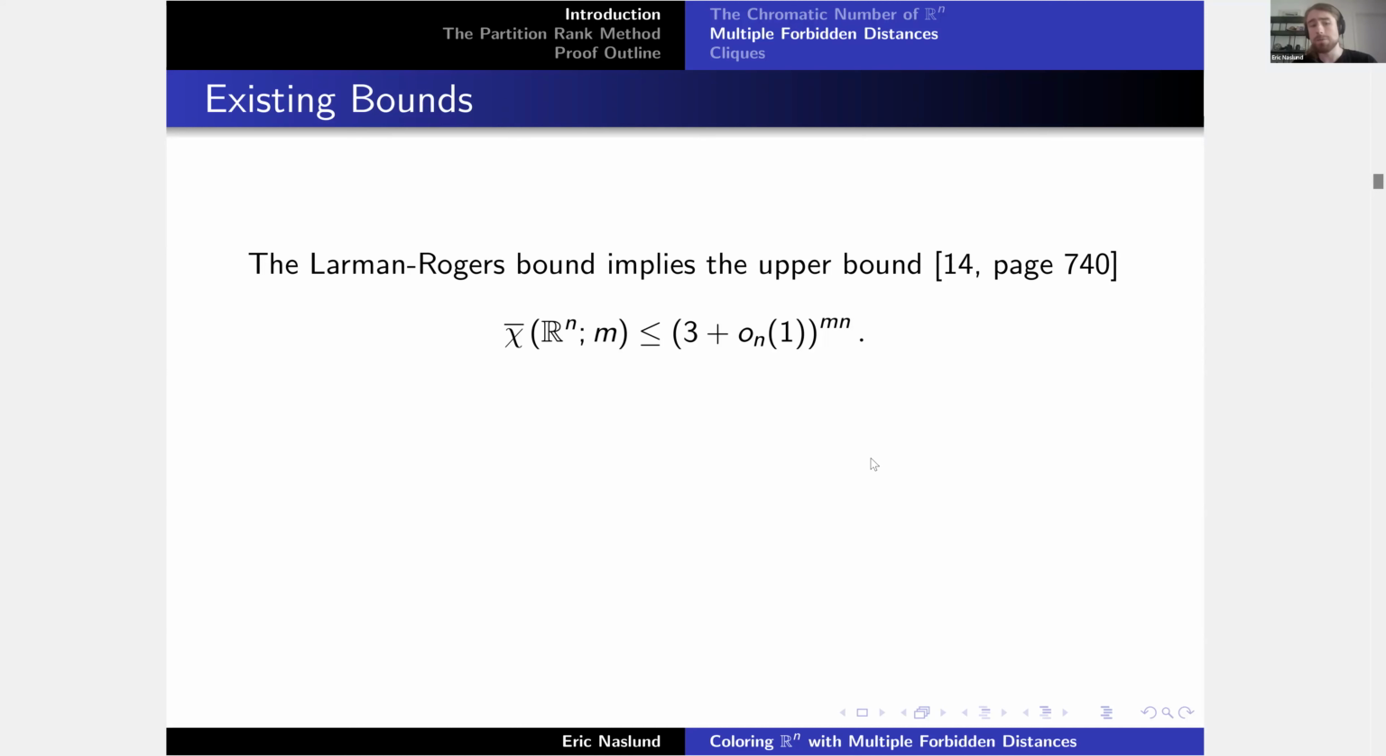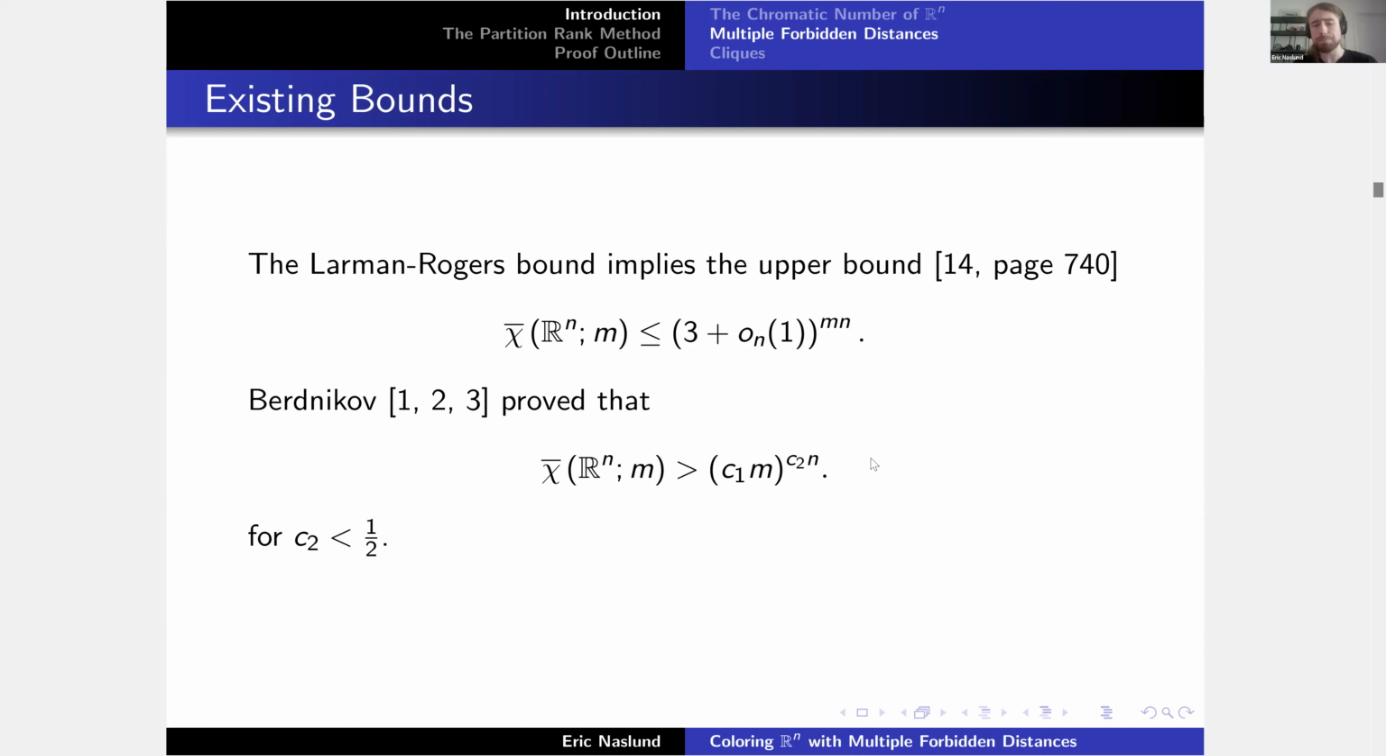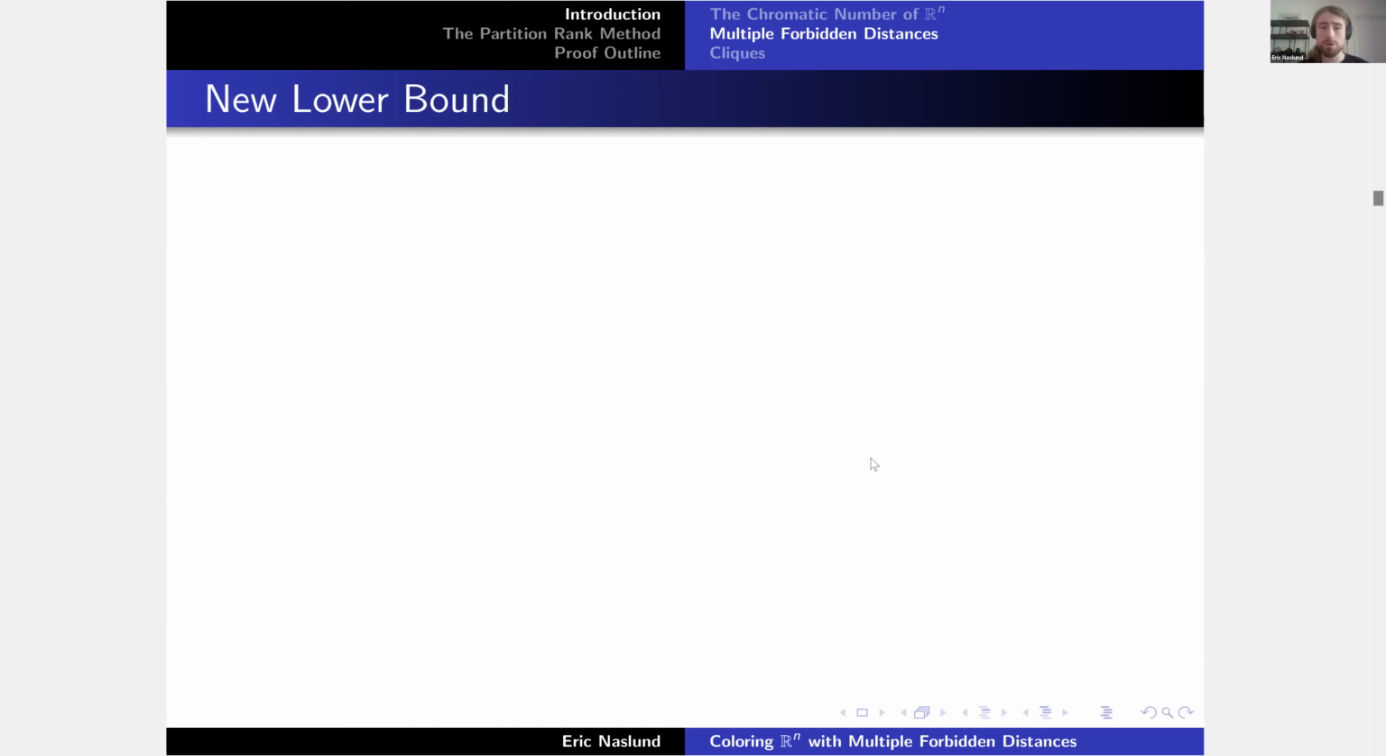And we can ask about the lower bounds for the chromatic number. There were some lower bounds of Bernardikov showing that it grows exponentially. Well, we know it has to grow exponentially times a constant, but the thing that we want to know is how it grows as a function of m. And we get something that looks like m to a power, to the power of n. And it turns out for some distance sets, this is the truth. And so we'll see that.